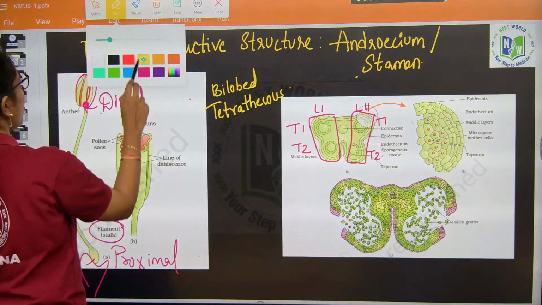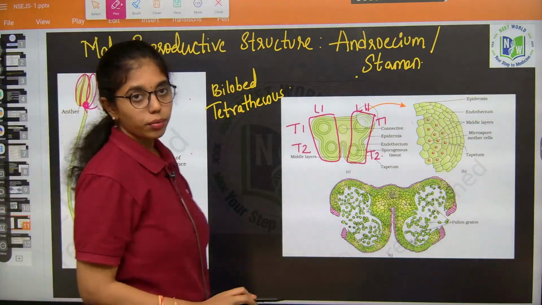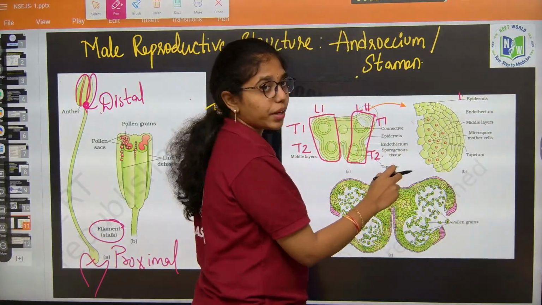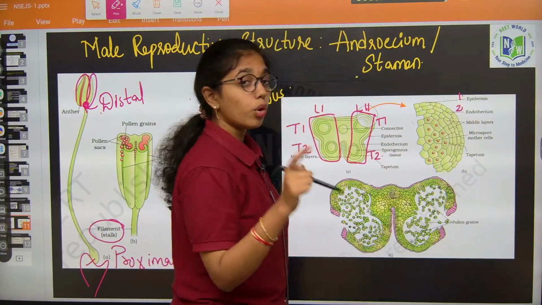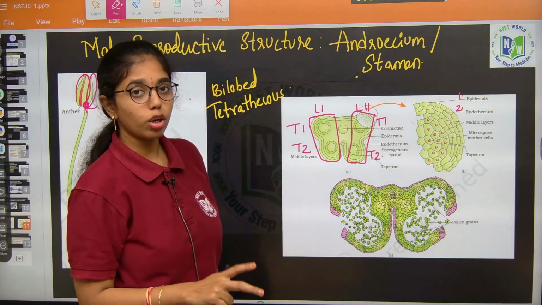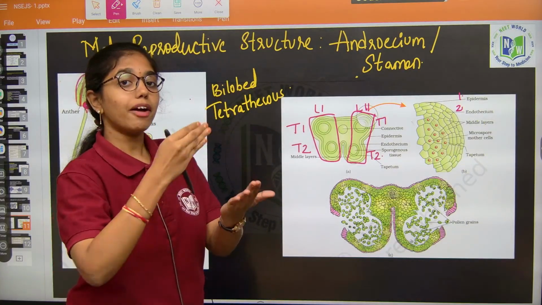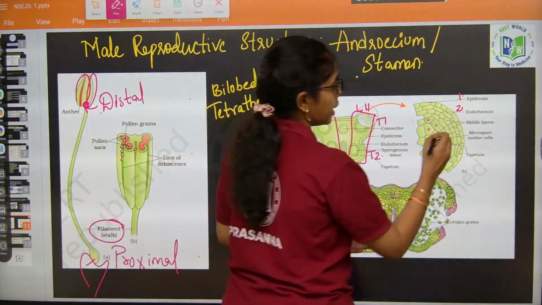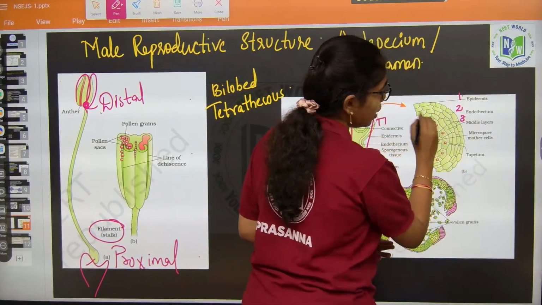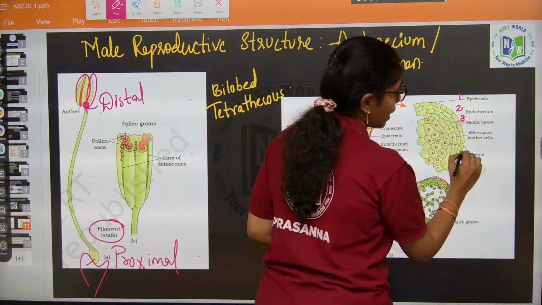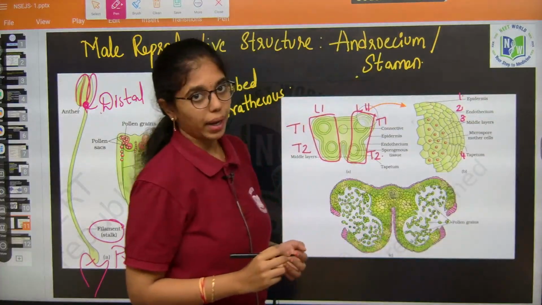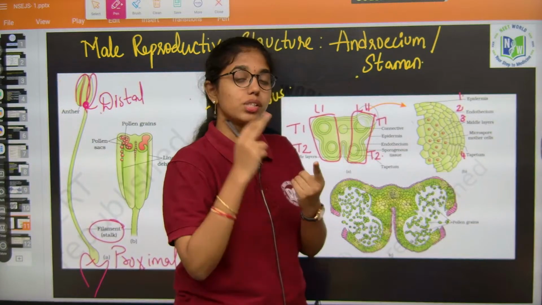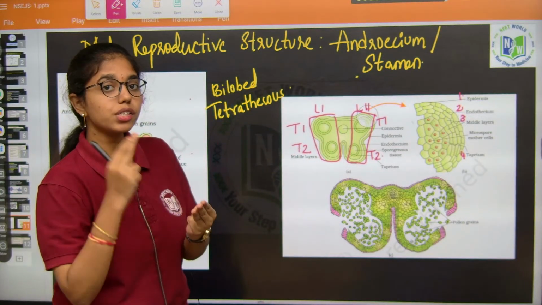Fine. And each anther is surrounded by 4 anther wall layers. How many anther wall layers are there here? 4 anther wall layers. First, the outermost layer is epidermis. Next to the epidermis is endothecium. Both epidermis and endothecium are single layered. After endothecium you will have 2 to 3 middle layers, and next to that the last layer is tapetum. So, what are the 4 anther layers you have? Epidermis, endothecium, middle layers and tapetum.